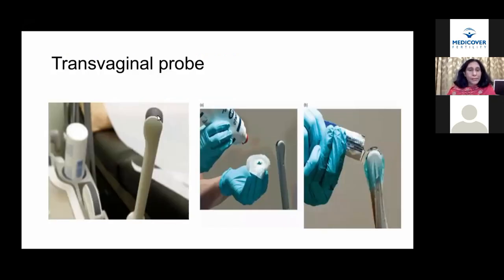So this is a picture of the vaginal probe, and how we use it is we put a gel and then we use this probe cover, which is a condom, and it is put on the probe, and thereafter we put gel again. When we put the gel, we make sure there is no air in it, so that we have fewer artifacts.